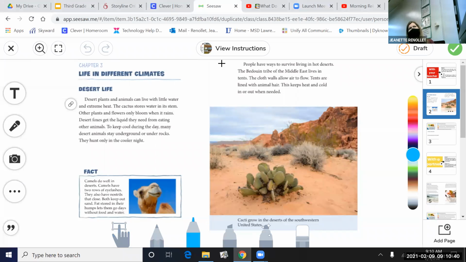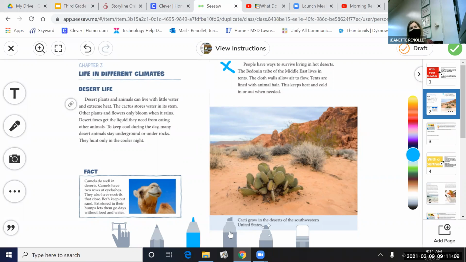Going up here now. People have ways to survive living in hot deserts. The Bedouin tribe of the Middle East lives in tents. The cloth walls allow air to flow. Tents are lined with animal hair. This keeps heat and cold in or out when needed.